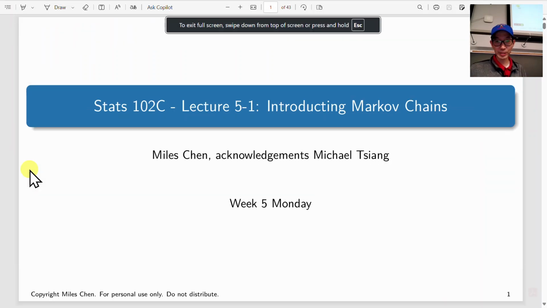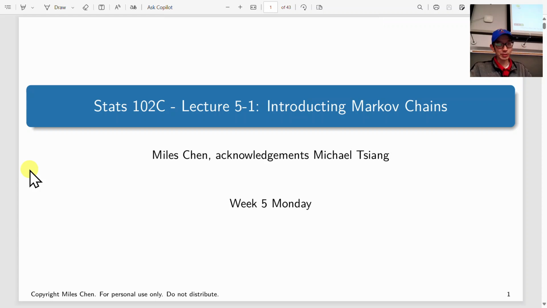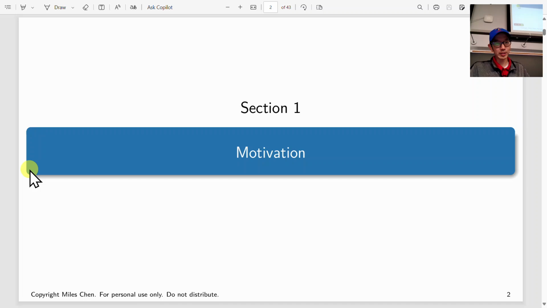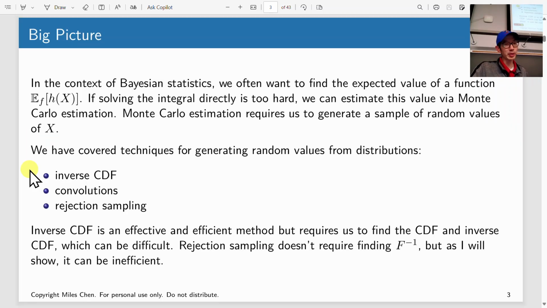Let's take a look at today's lecture. We are covering, well, we're introducing Markov chains. We have been talking about generating values from probability distributions. We've seen a couple methods. We've seen the inverse CDF method. We've seen convolutions. We've seen rejection sampling.